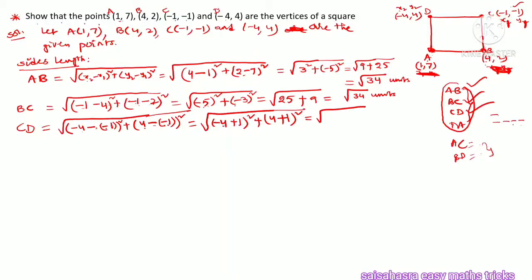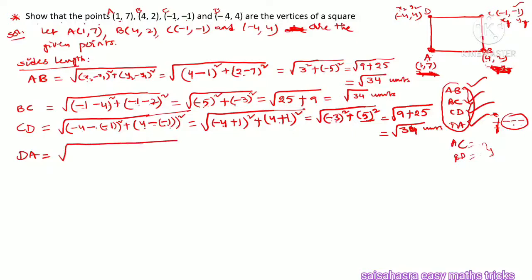Minus 4 plus 1. 4 minus symbol, 1 plus symbol. So 1 plus and 1 minus will get cancelled. Minus 3 is left. So this will be minus 3 whole square plus 5 square, since 4 plus 1 is 5. Minus 3 whole square means minus 3 into minus 3, minus into minus plus, 3 into 3 is 9. Plus 5 square means 5 into 5, that is 25. So 9 plus 25 is root 34 units. Next we need to find DA.